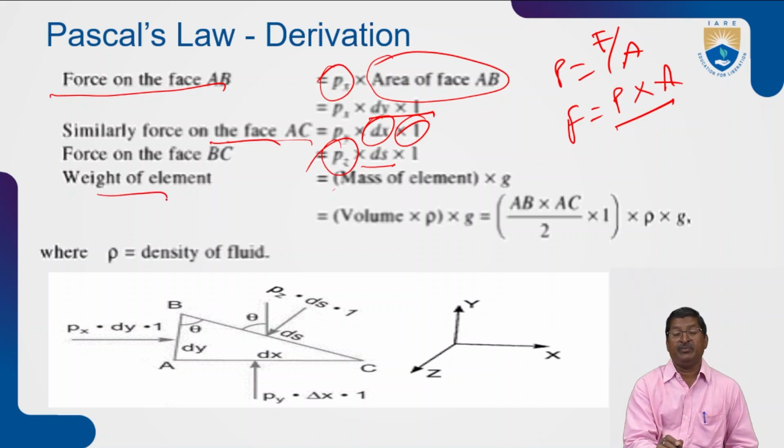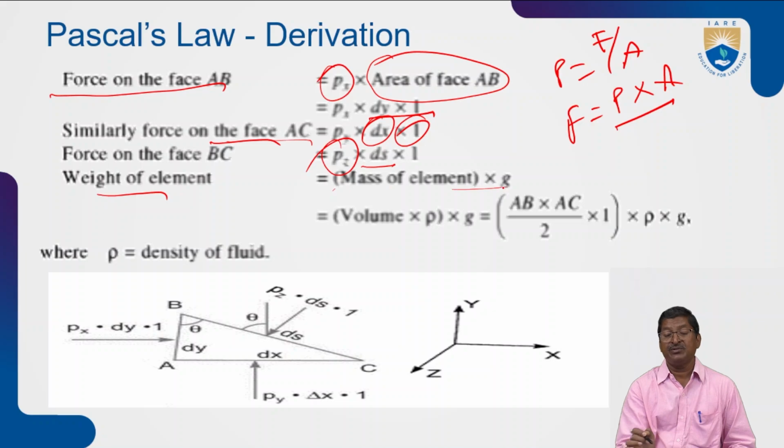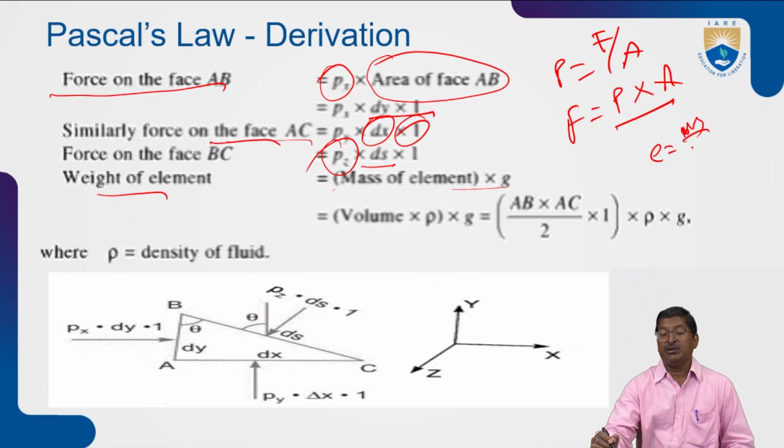And the weight of it: weight is equal to mass into acceleration due to gravity. That is the weight of it. How will you get the mass? Mass is nothing but, see here, density rho is equal to mass by volume.